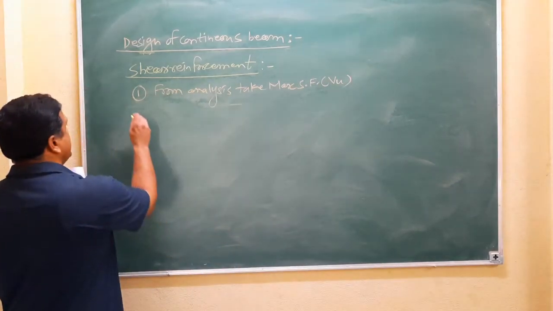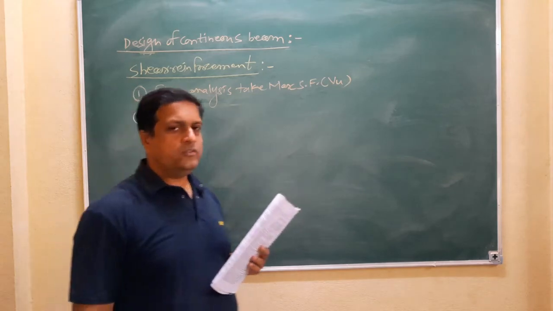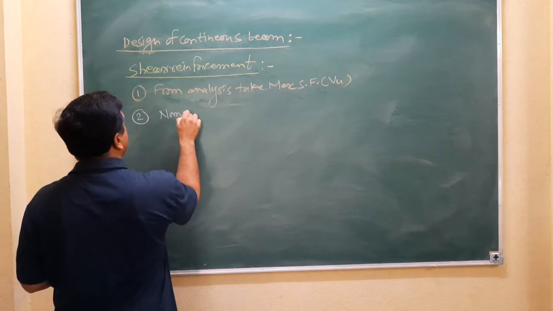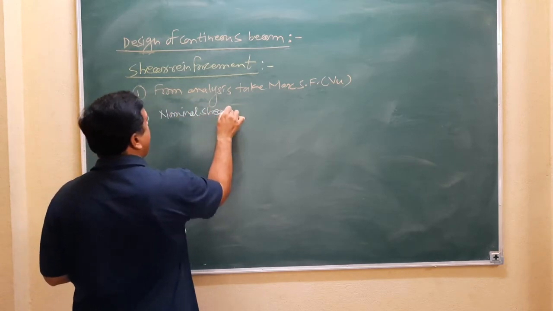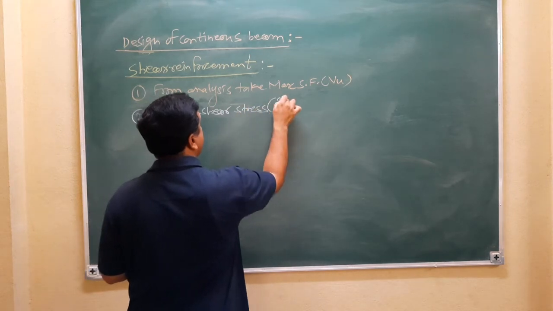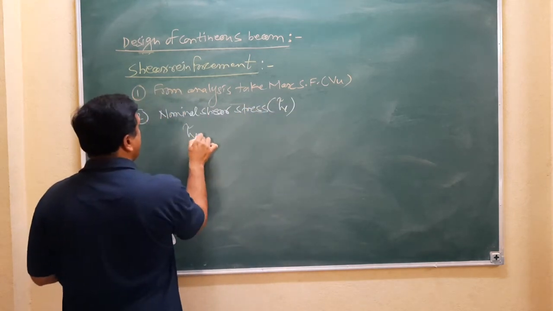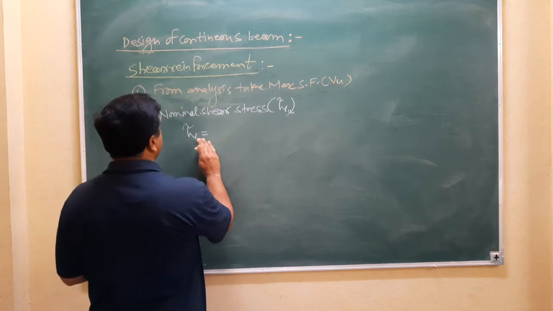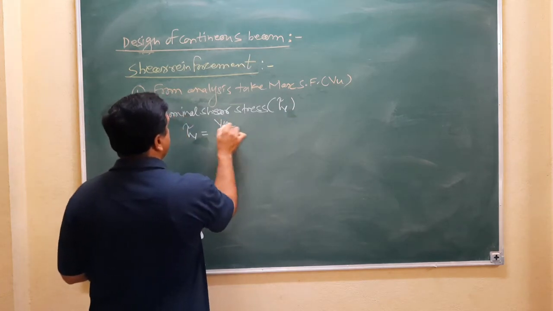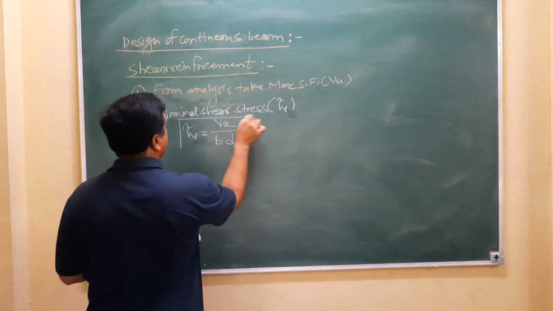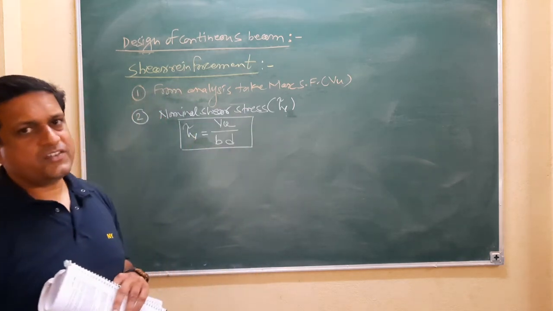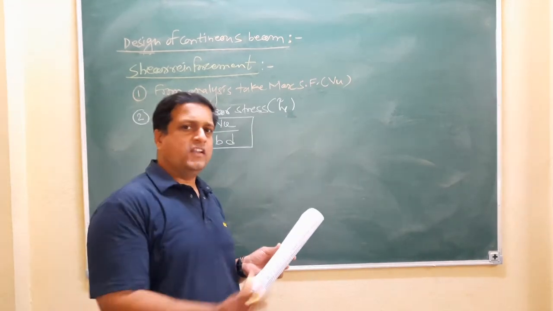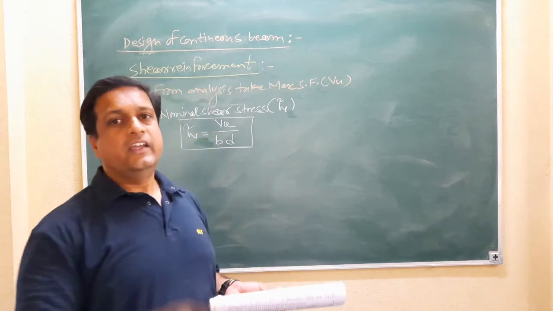Design the stirrups. Okay, then step 2: if you get the maximum shear force, find out the nominal shear stress. Already you know this, tau v. So tau v, ultimate nominal shear stress, tau v is Vu divided by b into d. Tau v is the nominal shear stress. It is normal steps that whatever we have followed in DCS 1.